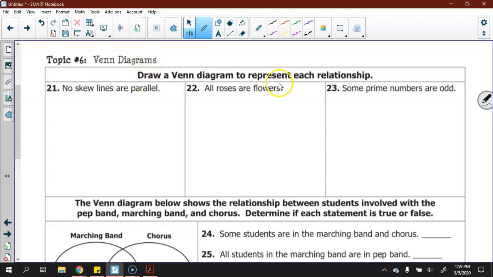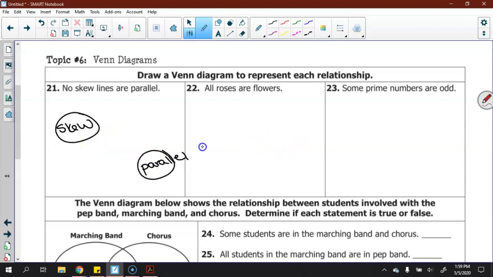Okay, draw a Venn diagram to represent the relationship. No skew lines are parallel. So that means you've got 2 separate circles. This one's going to have skew. This one's going to have parallel. When they say no, it means they literally have no overlap.